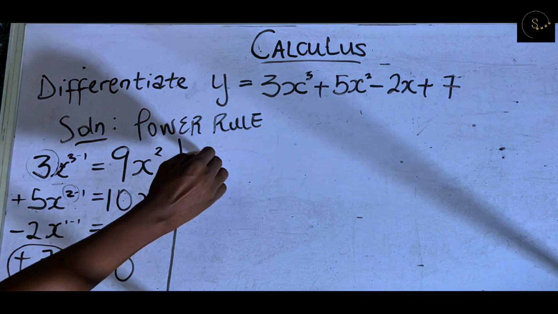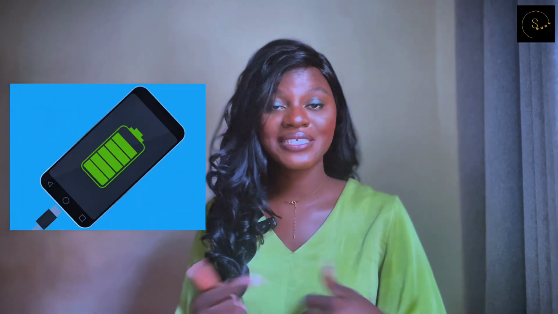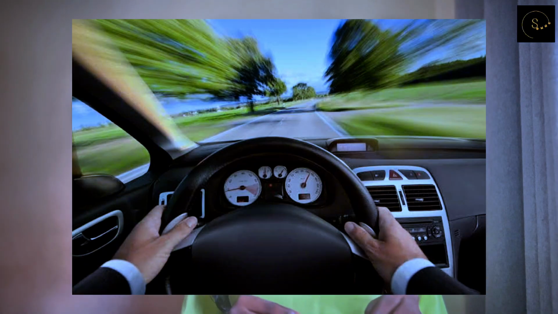dy dx becomes what? So what if I told you a secret? That whenever your phone battery drops from 100% to 99%, that is calculus. And whenever a car slows down at a speed bump, that is also calculus. Most times we encounter calculus as derivatives, integrations, and even complicated symbols. But calculus is built on a very simple question.